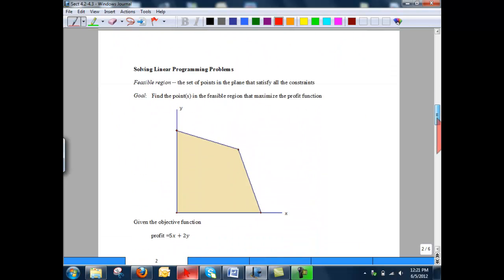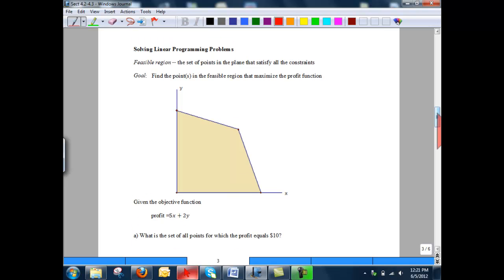All right, let's talk about solving those types of problems. First of all, there's something called a feasible region. That's the set of all points in the plane that satisfy all the constraints. If you remember from section 4.1, we were reviewing problems like this. I did one example at the end where there were 4 inequalities, and we found the set of all points that satisfy all 4 of those inequalities.